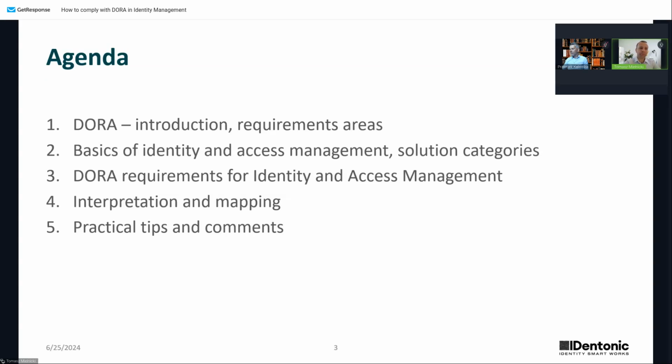So let's continue. The agenda covers DORA introduction and requirements area, especially, of course, in respect to identity management and access management, access control, and to discuss and map the requirements. We will also explain the various types of identity and access management solutions so that we can link them to the requirements or try to interpret them and find out what's right. And some practical tips and comments about how to manage this to fulfill requirements of DORA in this area.